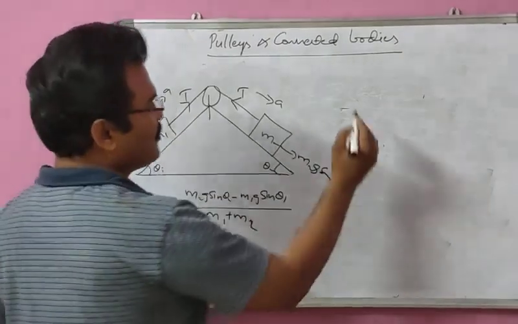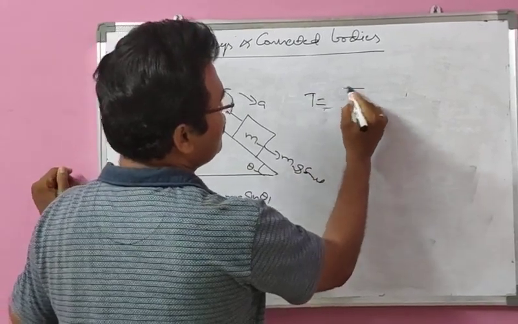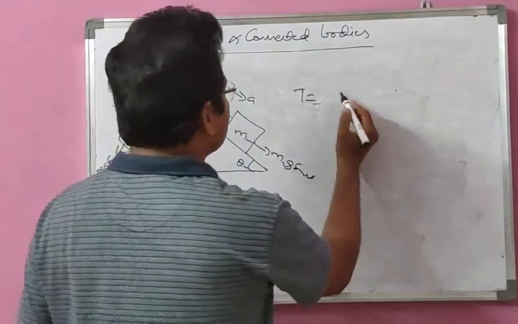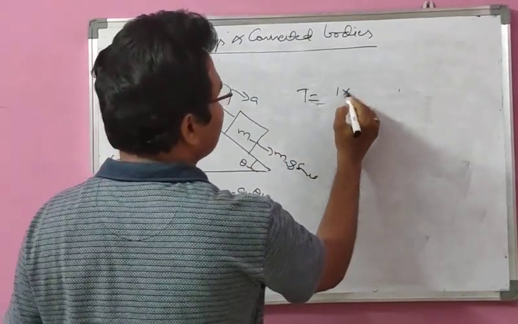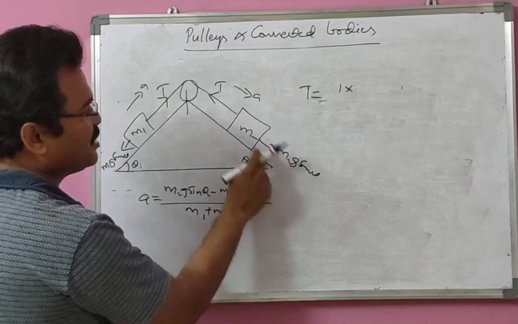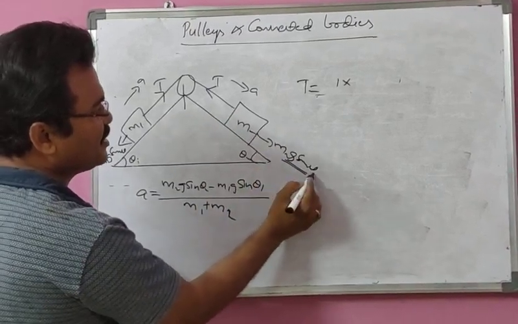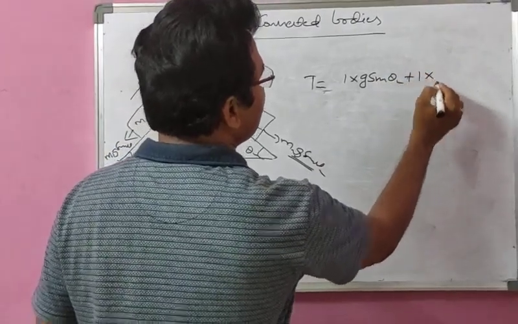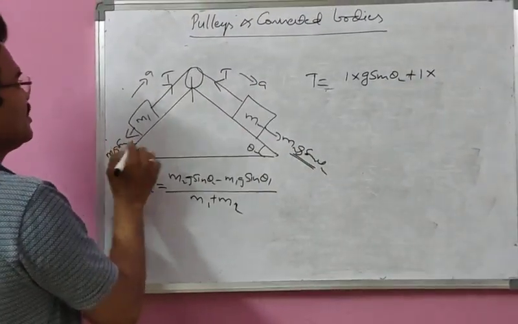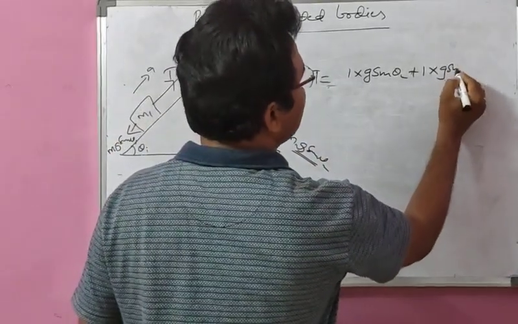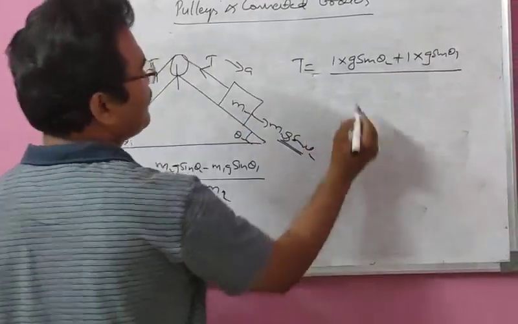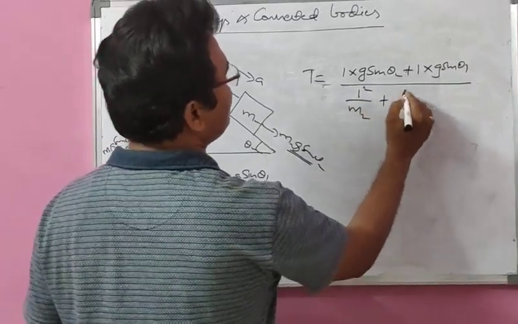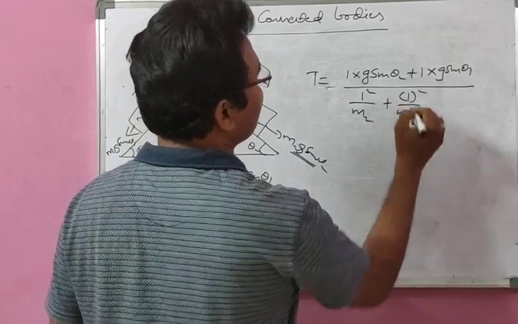And what about tension? So tension, as I told you, coefficient means here, we can write. First of all, what is the coefficient of T? That is 1 into the component of the acceleration. What is this one? This is sine theta 2. So I can write G sine theta 2 plus 1 into its component, G sine theta 1, divided by the coefficient of T, which is 1 square by M2 plus 1 square by M1.